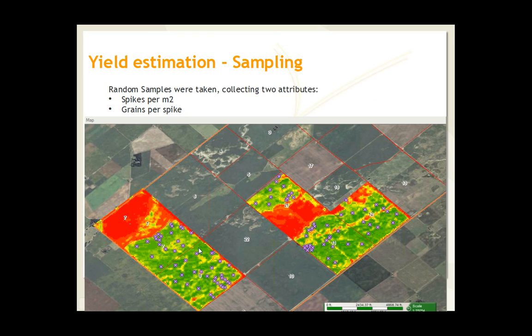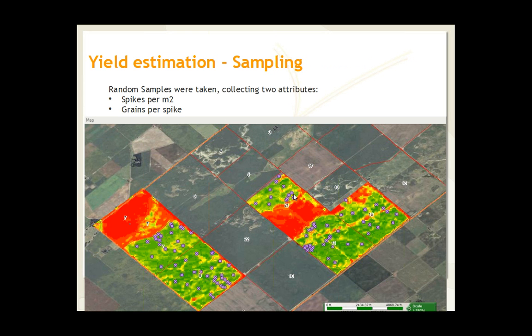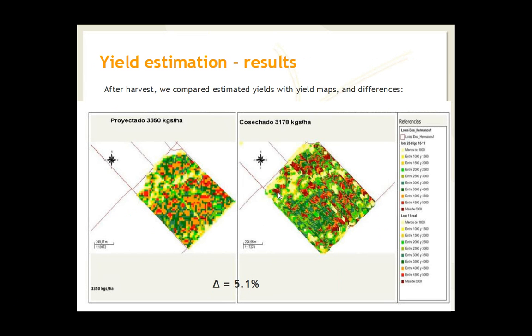These are a number of sampling points where this information is collected: spikes per square meter and grains per spike. There's a relationship that's estimated between spikes per square meter and the NDVI, and also the number of grains per spike. And finally, this is related with NDVI.